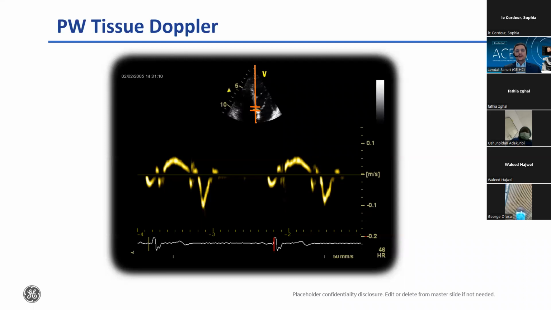Okay, so the first thing we'll talk about when it comes to tissue Doppler, the first application of tissue Doppler was PW, pulse wave tissue Doppler, which was mainly utilized in order to assess diastolic dysfunction. As we know, unlike the mitral flow E and A ratio, the E prime A prime ratio is not compromised or influenced by LA pressure, as in the case of mitral flow.